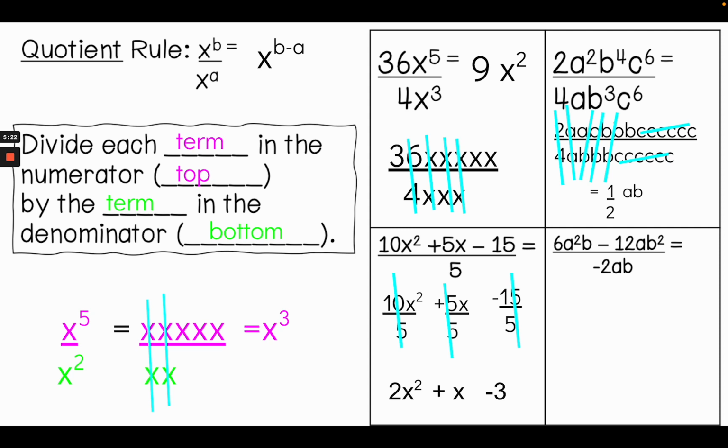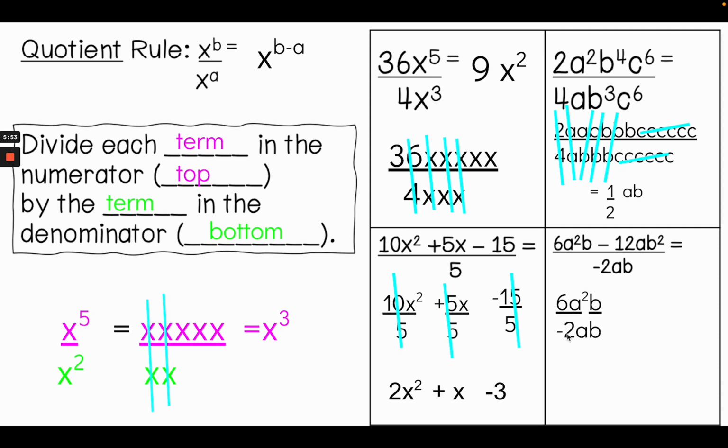Again, when we have more than one term, every term in the numerator has to be divided by the term in the denominator. Okay, here's our last square: 6a squared b minus 12ab squared divided by negative 2ab. Now I'm going to take the first one, divide it by negative 2ab.